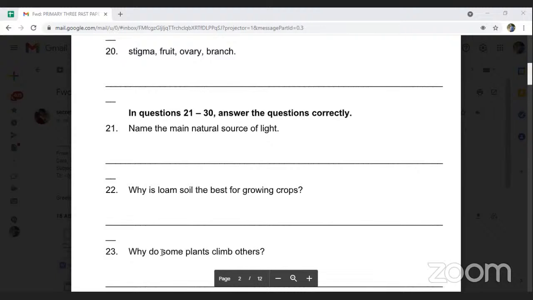Why do some plants climb others? Teacher, I'm confused. The reason why some plants climb others, Shadrach, do you know? Why do some plants climb others?